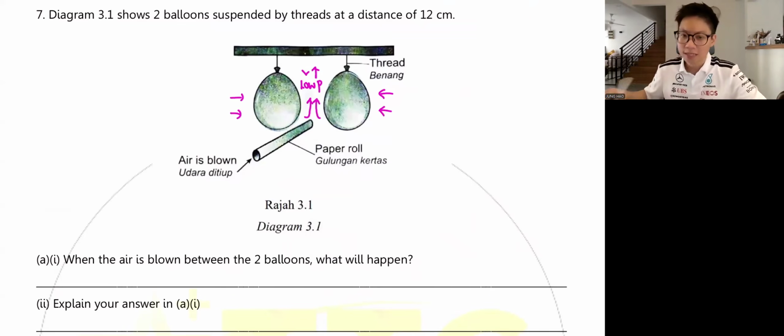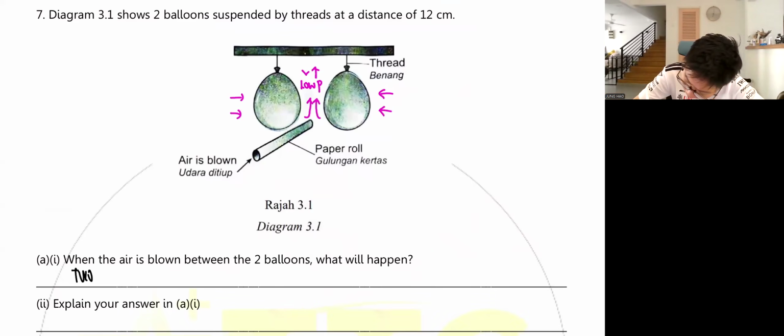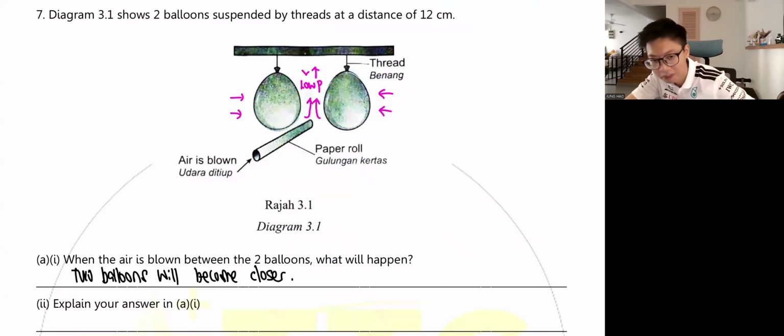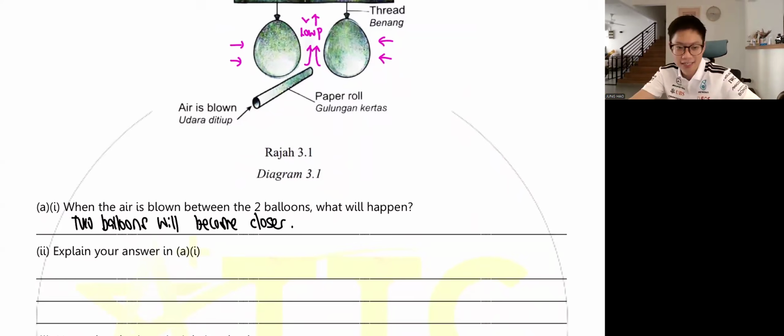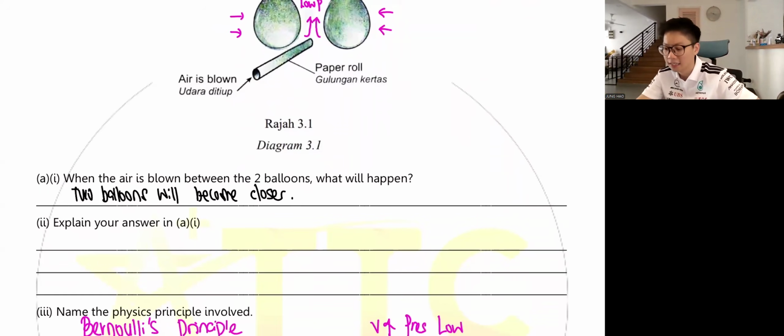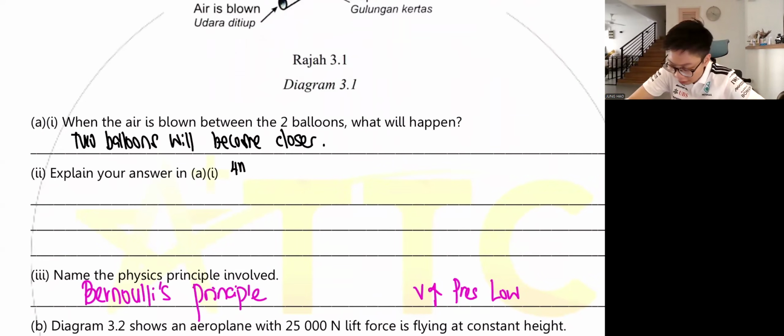So you will say that the two balloons will come closer. Explain your answer. Okay, guys, since there are only 3 lines here, this is a 3 marks question, but let's just expand it until it becomes 4 marks.